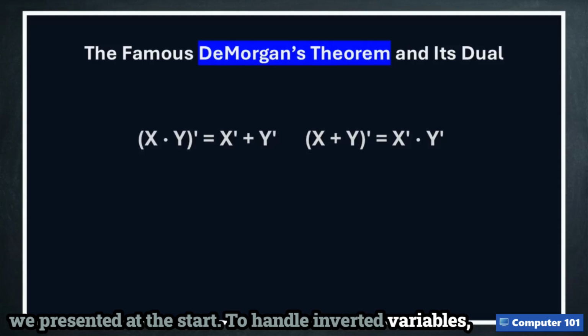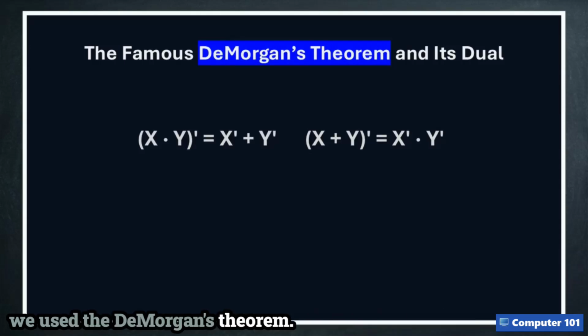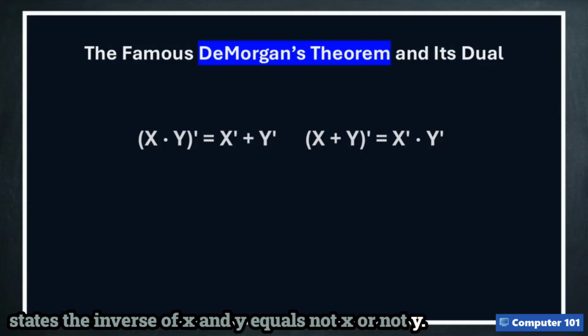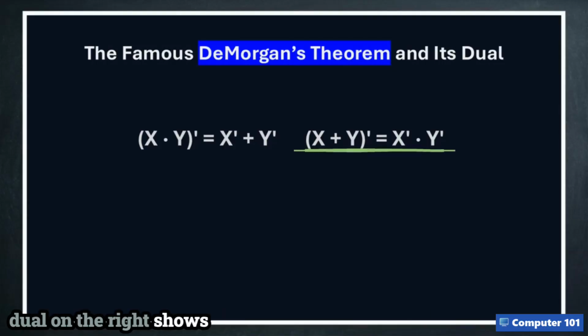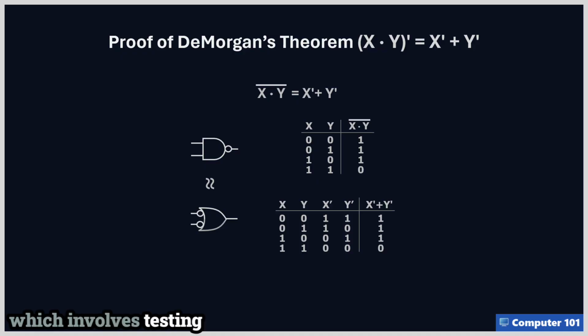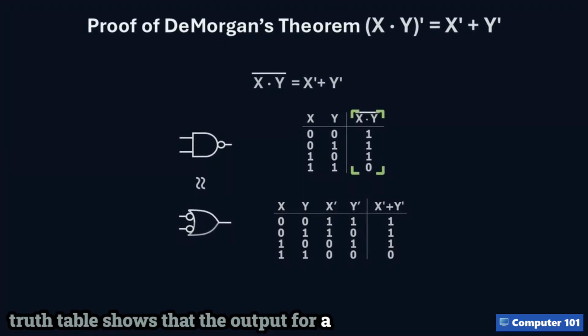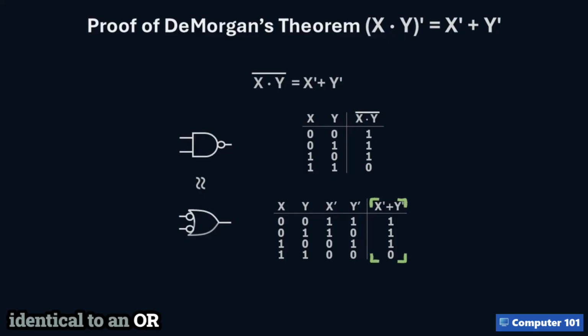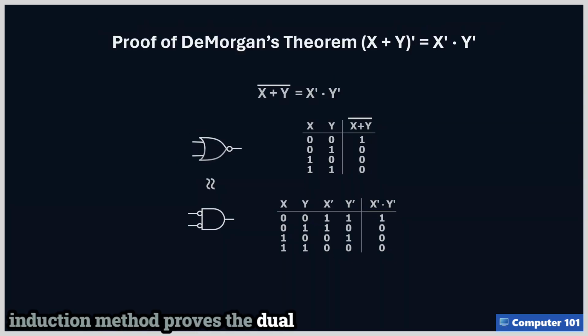To handle inverted variables, we use DeMorgan's theorem. The first formula states the inverse of x and y equals not x or not y. Its dual, on the right, shows the inverse of x or y equals not x and not y. We can prove this using perfect induction, which involves testing every possible input state. The truth table shows that the output for a NAND gate is identical to an OR gate with inverted inputs. The same induction method proves the dual theorem.